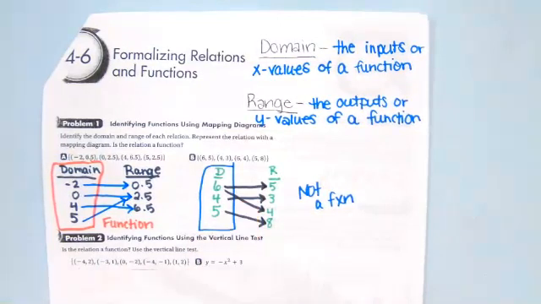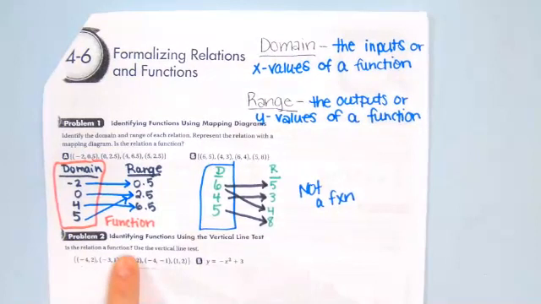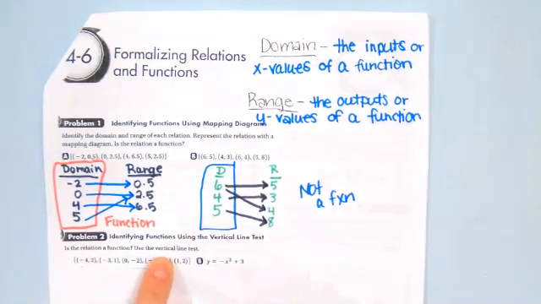It's pretty easy once you know how to do it, okay? And so that's a good, easy question to get correct. Okay, here's another one. This time, though, it says, is the relation a function? Use the vertical line test.